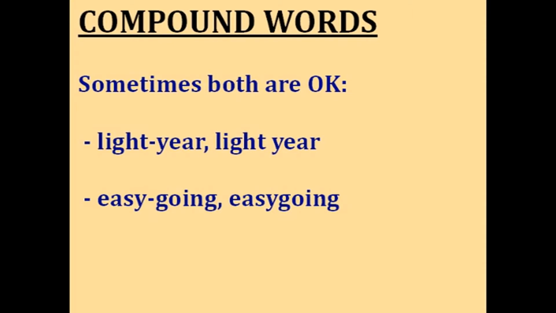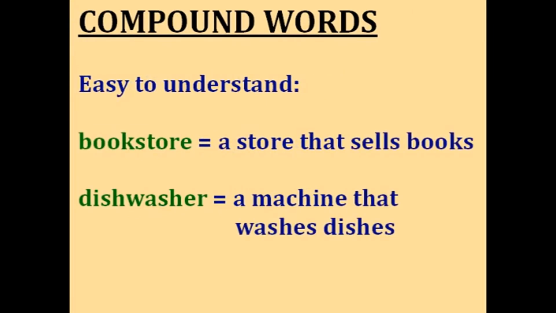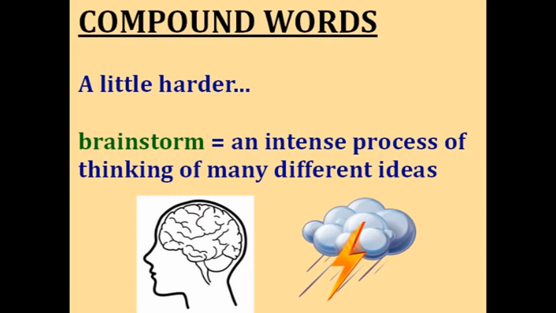And for some words, both the hyphenated and the closed form are acceptable, as in the word easygoing, which means relaxed. So sometimes compound words are easy to understand. A bookstore is a store that sells books. Makes sense. And a dishwasher is a machine that washes dishes. Maybe you have one in your kitchen. But others might not be so obvious.